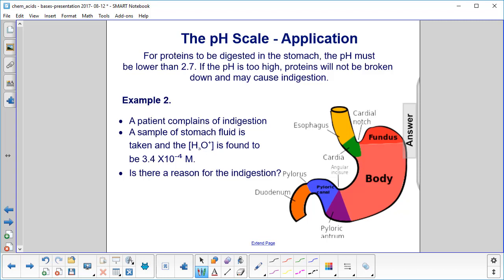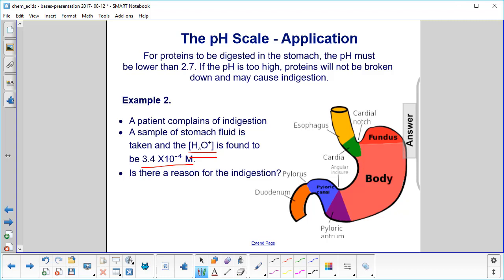So let's pretend you're a doctor. A patient comes in complaining of indigestion. A sample of stomach fluid is taken, which is pretty disgusting, and the hydronium ion concentration is found to be 3.4 times 10 to the minus 4 molar. Is there a reason for the indigestion?